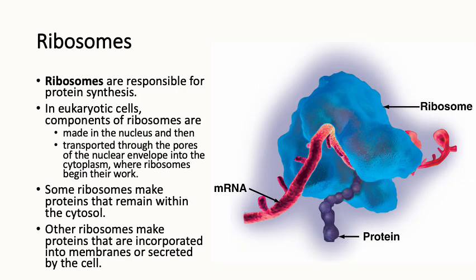Ribosomes are the structures responsible for building proteins, which are essential for nearly every cellular process. In eukaryotic cells, ribosome components are assembled in the nucleolus and then transported into the cytoplasm. Some ribosomes float freely in the cytosol and produce proteins that function within the cell. Other ribosomes attach to the surface of the endoplasmic reticulum and produce proteins that are destined for the membrane, organelles, or secretion outside of the cell. Despite differences in location, all ribosomes carry out the same basic task of translating genetic instructions into functional proteins.